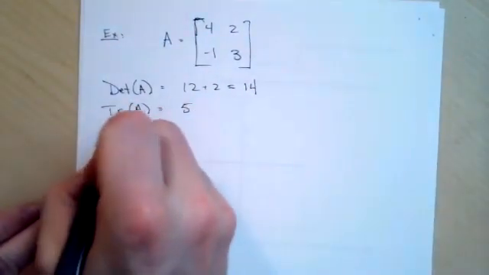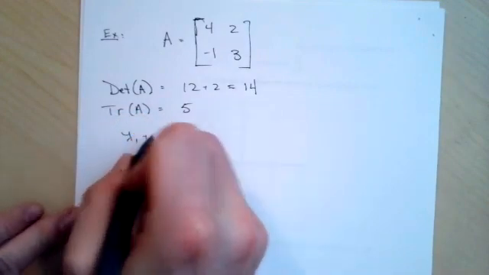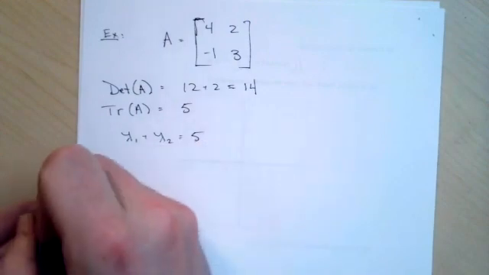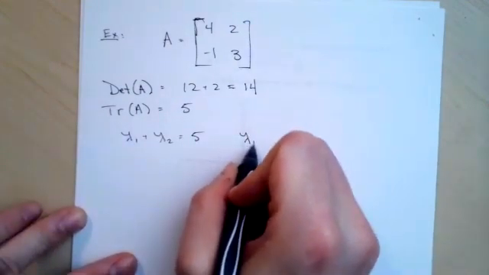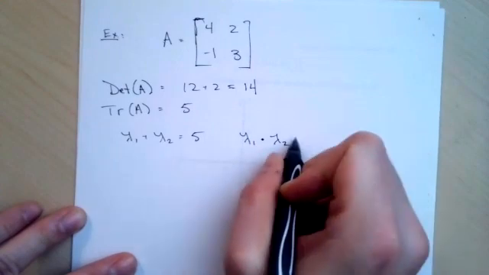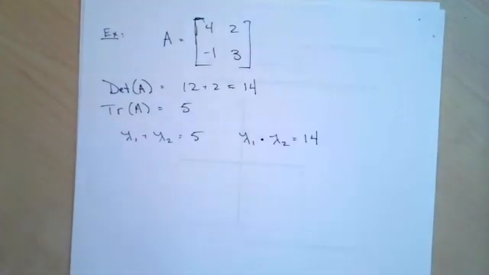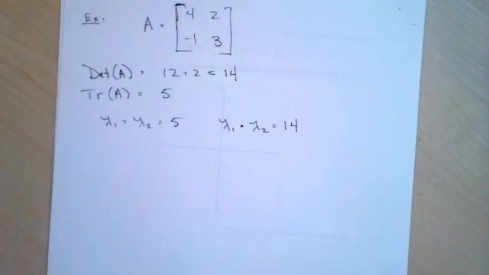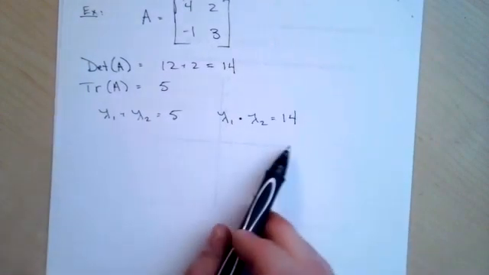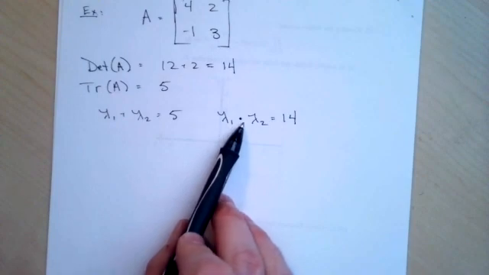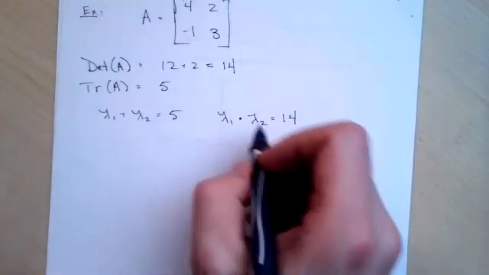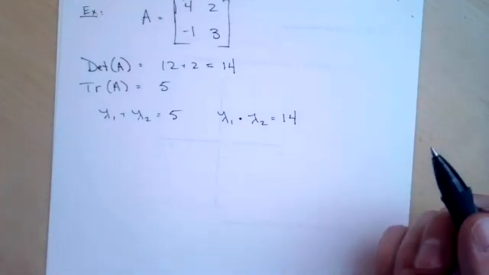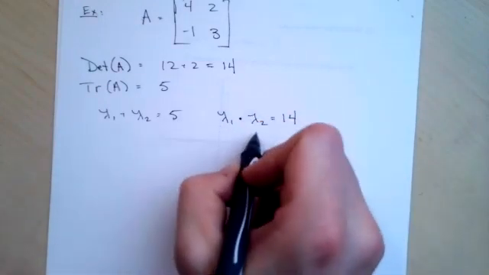So this tells us that if we have two eigenvalues, that lambda 1 plus lambda 2 equals 5, and lambda 1 times lambda 2 equals 14. So it actually gives us a little bit quicker way of computing things. This is why the determinant and trace are both very nice operations on matrices. Unfortunately, solving this looks like it's going to be difficult, and it's nonlinear since we are multiplying these two.